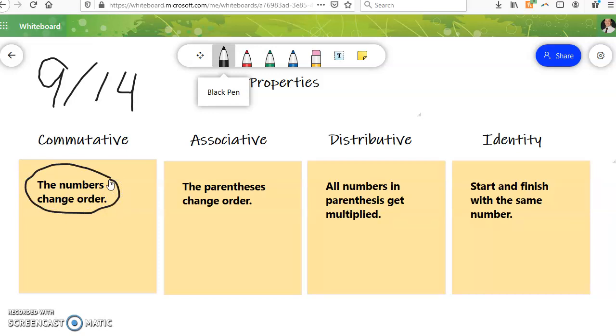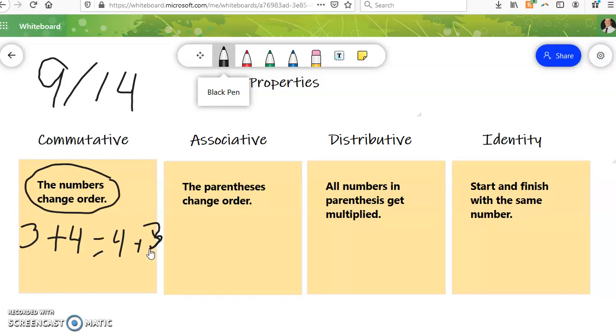So for example, we could have something like this, where we have 3 plus 4, and it equals 4 plus 3. And we're just comparing the two sides here. And so the only thing that I notice is that the numbers have changed order. And it's true that they're both equal to 7, but they've just switched the order that they are. So that would be the commutative property.